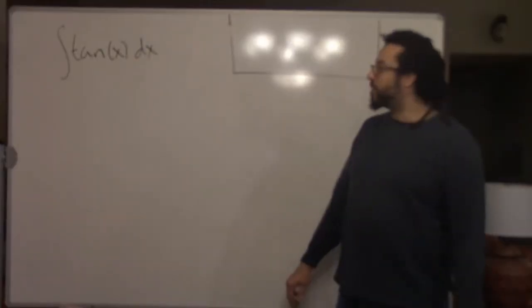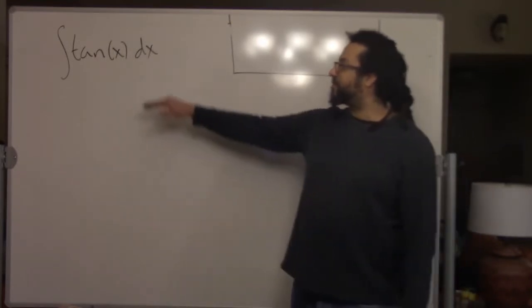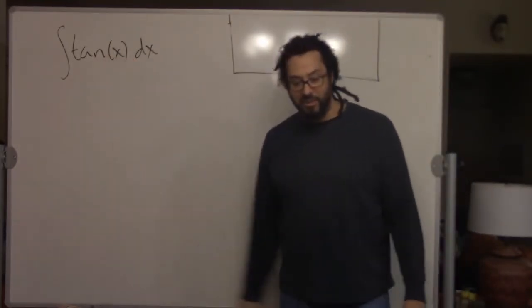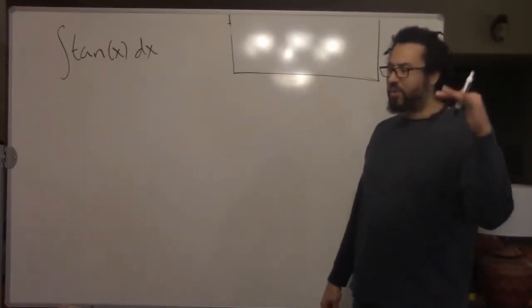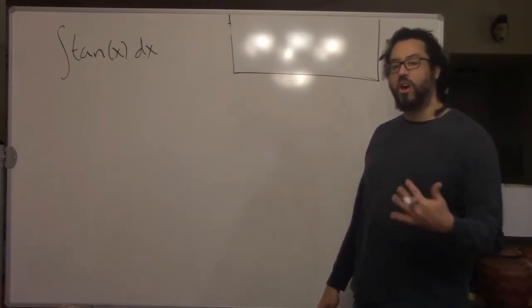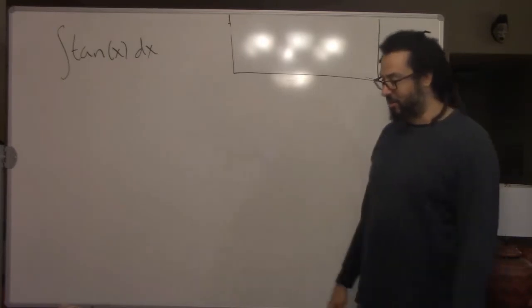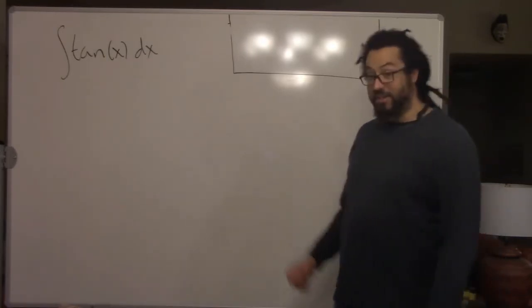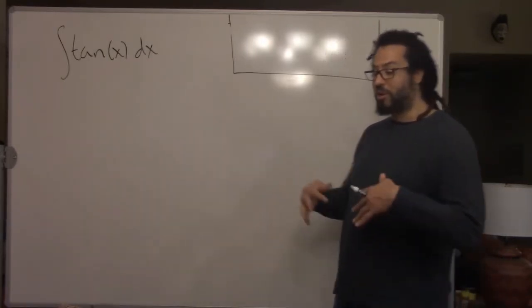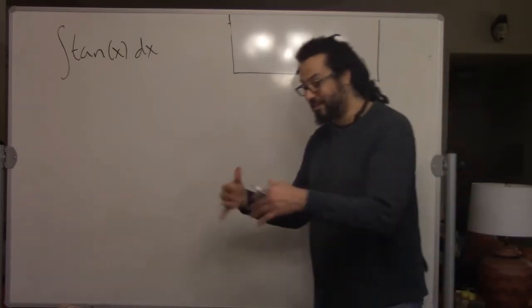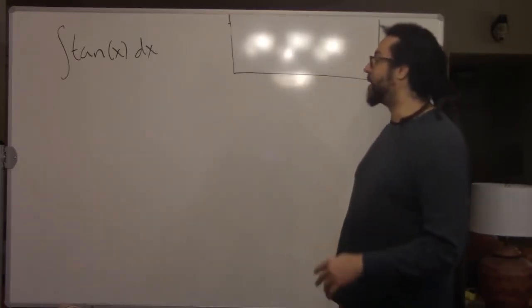Okay, here we can use a u-substitution to find a formula for the antiderivative of tangent x. So if you look at our table, we don't know currently of any functions whose derivative is tangent of x. So we know how to differentiate tangent of x, but we don't know of a function whose derivative is tangent of x. So here's what we're going to do.